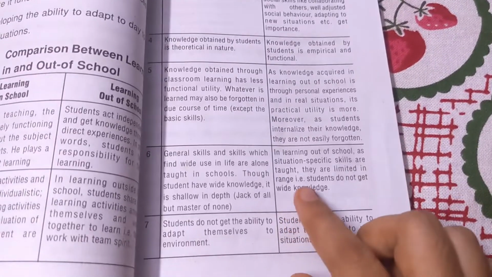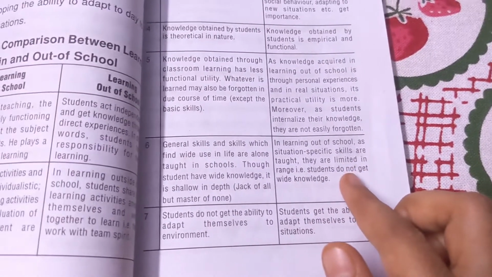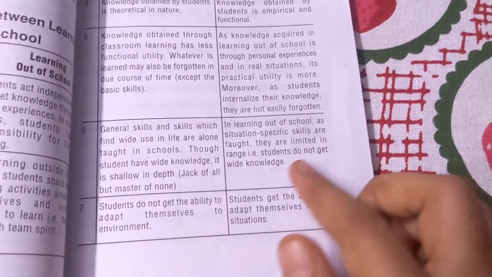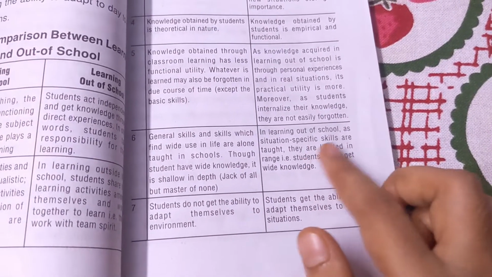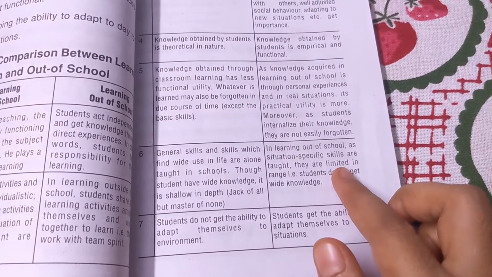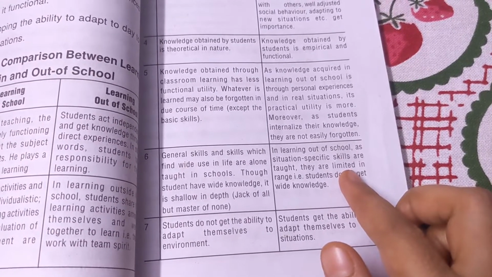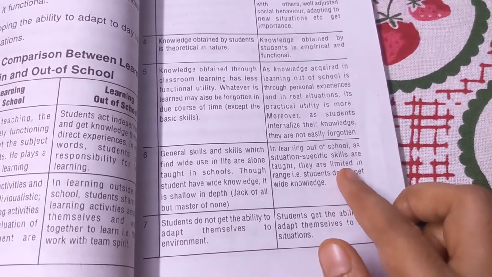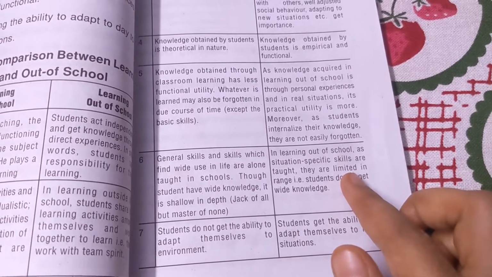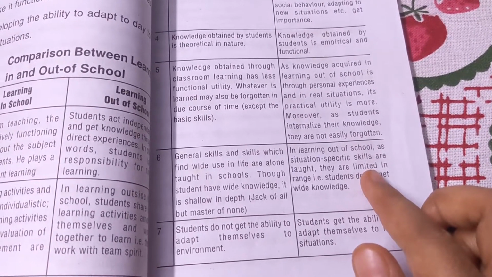Next, learning out of school. In learning out of school, as situation specific skills are taught, they are limited. They are very much limited in range. That is, students do not get wide knowledge. So in learning out of school, I'm learning through experience, right? So in my day-to-day life, whatever experience I'm gaining, only those things I'm able to learn. I'm not able to learn everything. There are so many things in this world. I'm not able to learn everything. I'm able to learn only things which I am experiencing in my day-to-day life. There are many things which I don't get to experience.